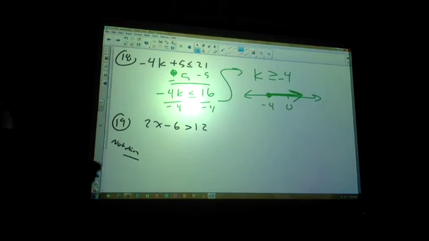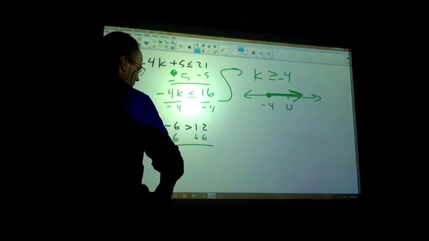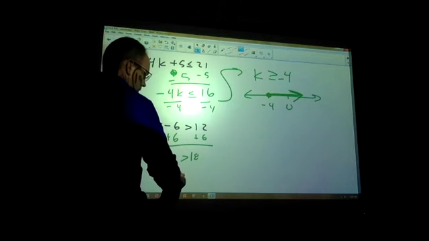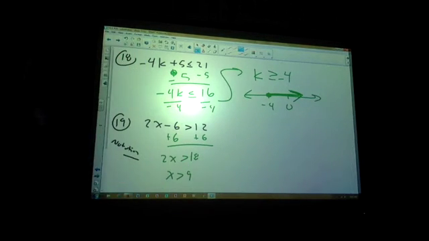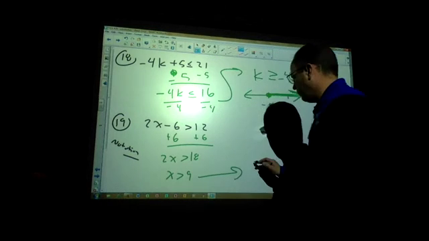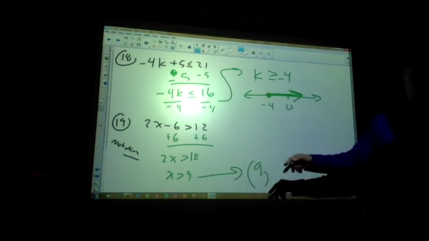Number 19, they just want us to put it in notation, right? So square bracket or parentheses. So let's solve it. So, and then divide by 2. So I want values bigger than 9. Do I include the 9? No, it's not included. I don't have an equal sign. So the notation I want to put is parenthesis from 9. That indicates it's not equal to it. It gets real close to it.